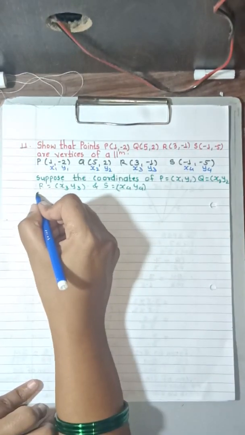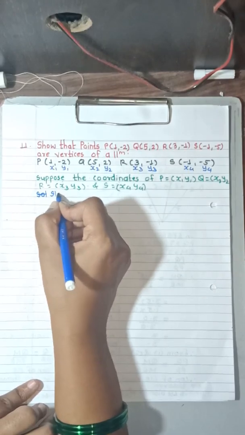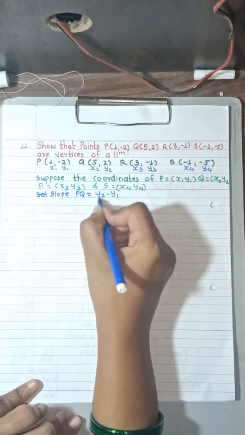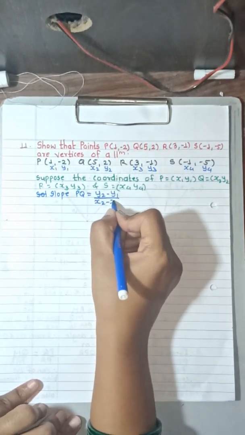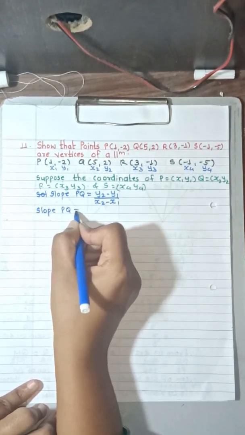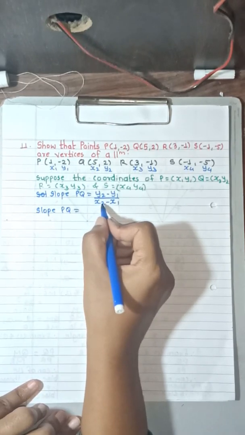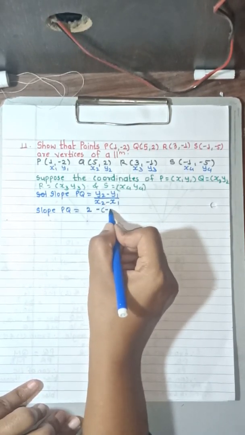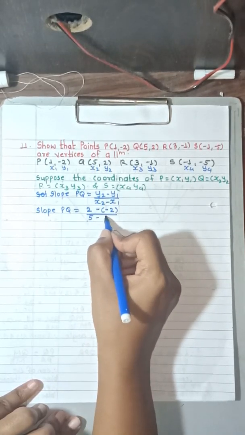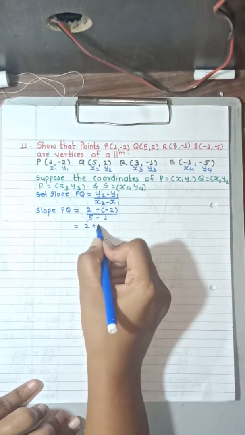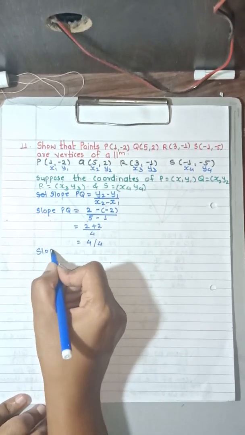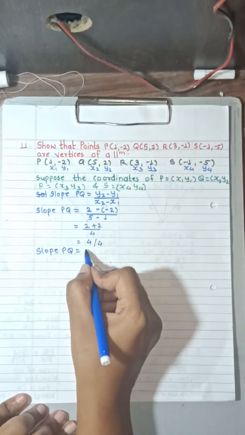It's very easy. So I'll write down here slope PQ is equal to y2 minus y1 upon x2 minus x1. Therefore slope PQ will be equal to, so what is y2? y2 is 2 minus y1 is minus 2 upon x2. x2 is 5 minus x1 is 1, that is equal to 2 plus 2 upon 4, that is equal to 4 upon 4. Therefore you can write down here slope PQ is equal to 1.